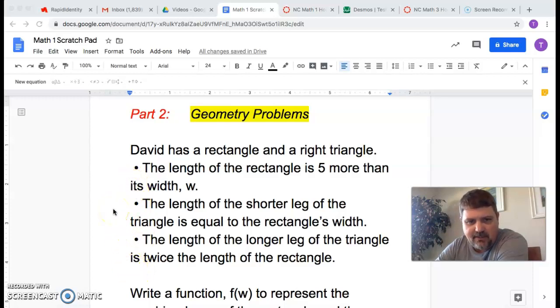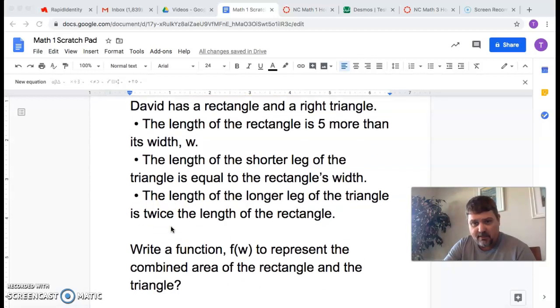It says, David has a rectangle and a right triangle. The length of the rectangle is 5 more than its width. And it says the length of the shorter leg of the triangle is equal to the rectangle's width. The length of the longer leg of the triangle is twice the length of the rectangle. So those 3 bullet points are my information being given to me.